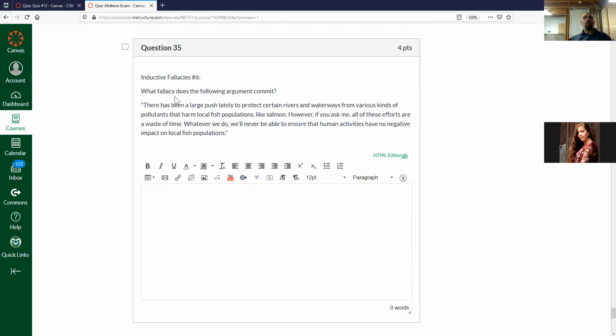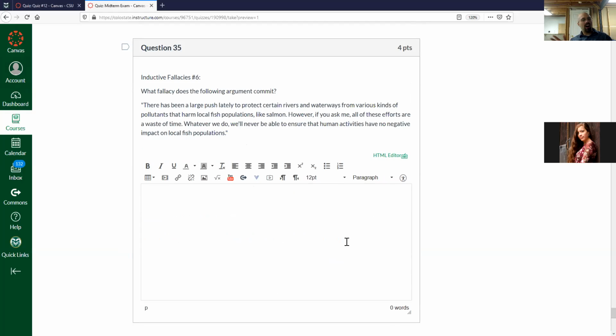Last one, what fallacy has been committed here? There's been a large push lately to protect certain rivers and waterways from various kinds of pollutants that harm the local fish population, like salmon. However, if you ask me, all these efforts are a waste of time. Whatever we do, we'll never be able to ensure that human activities have no impact on local fish populations.